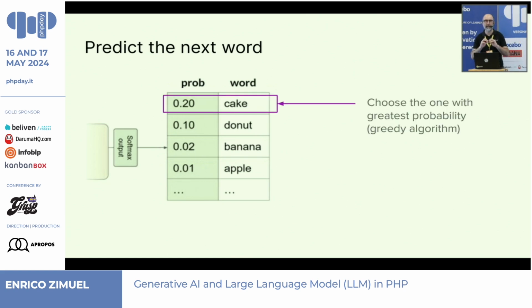This is called a greedy algorithm. It's a pretty standard algorithm in artificial intelligence. I always pick the most probable. And other things that I didn't mention, these are probabilistic models. What it means is that sometimes the answer is not correct by design. You cannot have a 100% correct answer.